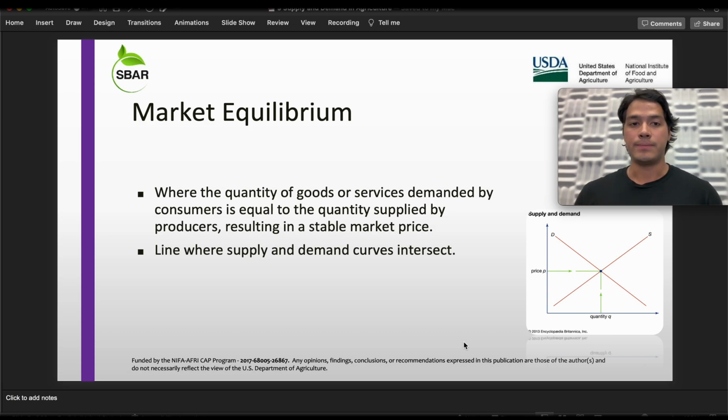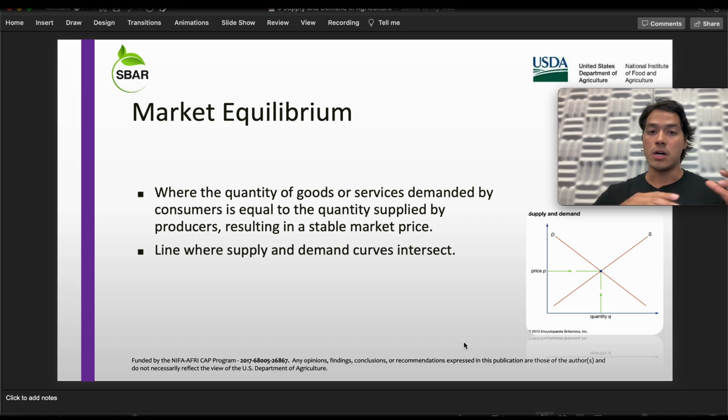Now, let's move on to the market equilibrium, which is going to be another topic to understand. This is going to be where the quantity of the good or service demanded by consumers is equal to the quantity supplied by producers, resulting in a stable market price.